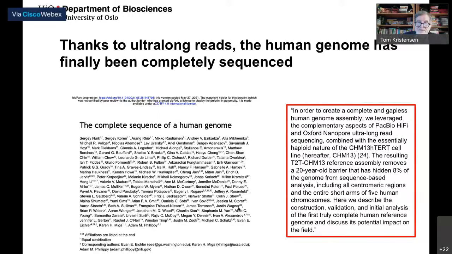And this was achieved using the long reads from PacBio HiFi instruments with 99.9% accuracy, and these ultra long reads from Oxford Nanopore, which are able to span even the most complicated repeat regions you would find in the human genome. And they also used a very unusual cell line, which is essentially haploid, to obtain this finally completed human genome.